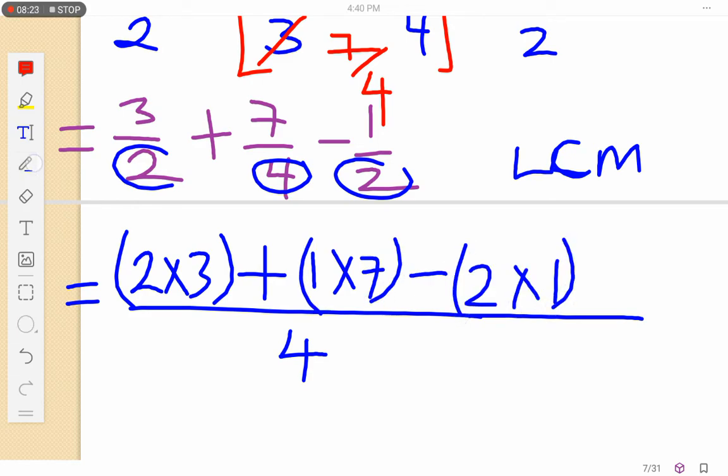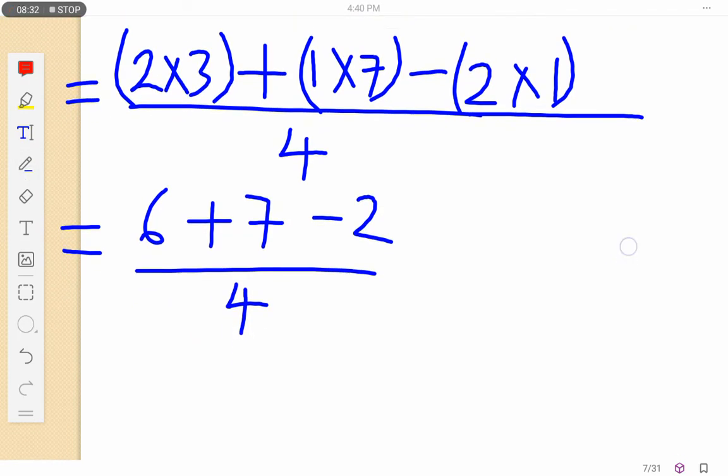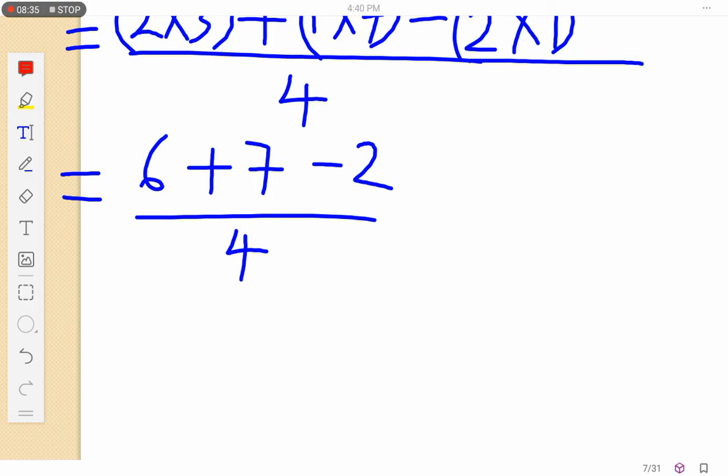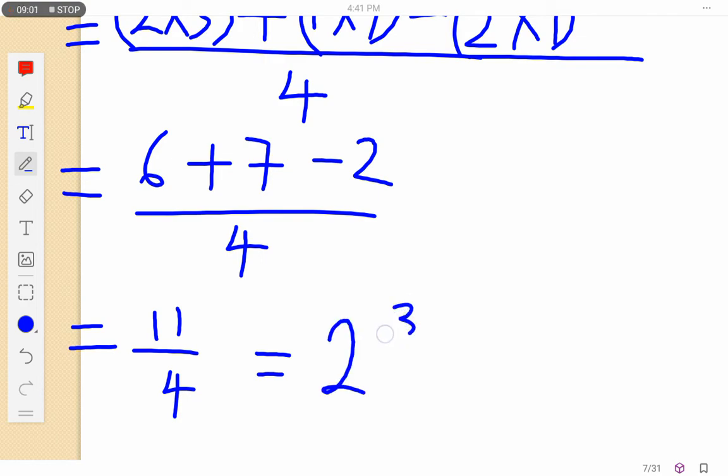Okay, let's solve that part there. We end up getting 6 plus 7 minus 2 all over 4. 6 plus 7, we get 13 minus 2, we get 11. So our answer is going to be 11 over 4. And 11 over 4 we can simply divide. 4 can go into 11 2 times, so this is the same as 2 and 3 over 4 is the final answer there. Okay, let's do the other one.